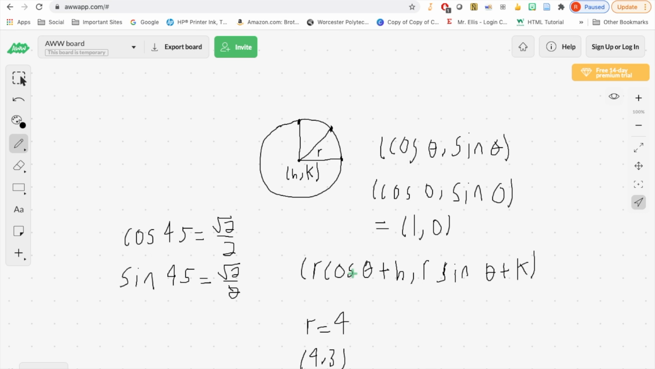So if we plug this in, cosine 0 is 1, times r, which is 4, so we get 4, plus h, which is 4 here, which becomes 8. And sine 0 is 0. 0 times anything is 0, so we don't need to worry about r, plus k. K is 3, which gives us 8 comma 3, which just by observation you can tell is correct, because with a radius of 4, you should just be adding on that radius to the x-coordinate, and there should be no vertical shift here, and sure enough, there is not.